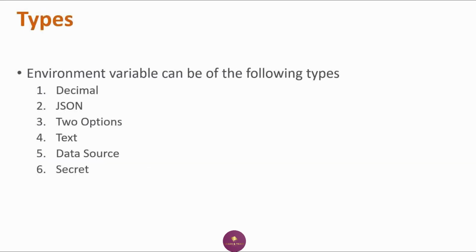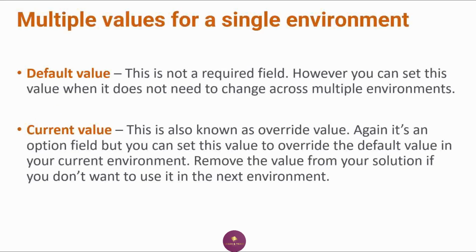We can store different types of values in the environmental variable, like decimal or JSON or two options or text or data source or secret. You can store any one type of value in the environmental variable, and you can see in the creation of the environmental variable we have two fields: one is default value and one more is current value.